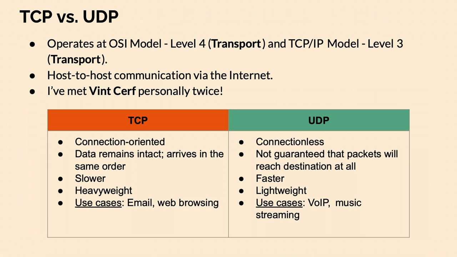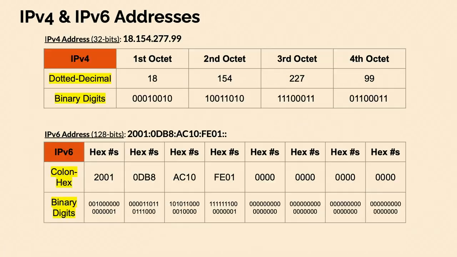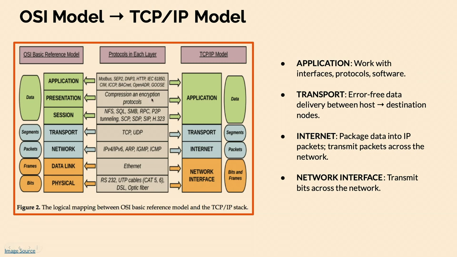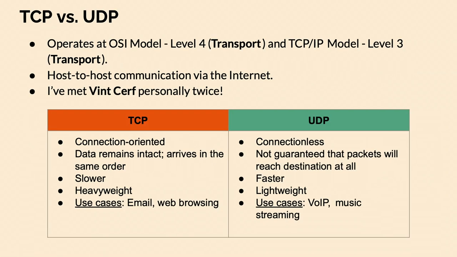TCP versus UDP operates at OSI model level 4, the transport layer, as well as the TCP/IP model level 3, the transport layer. They're both called the transport layer. You see that? Let me go back again. Transport layer. It hosts end-to-end communication by the internet.